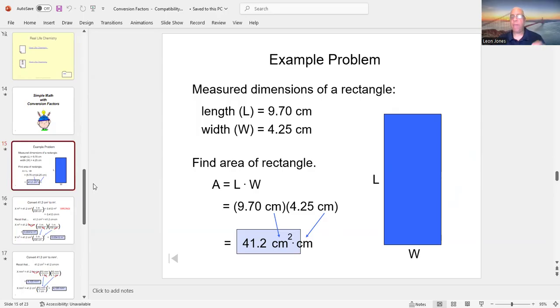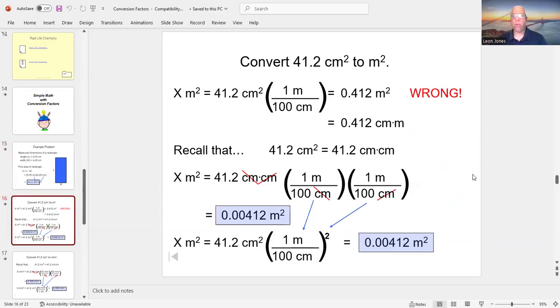Now, we have that number, but we're going to convert it into something. We're actually going to convert to square meters. Now, here's something that they did wrong here. We're going from square centimeters to square meters. So here they multiplied it by the wrong fraction. We're not going to meters, we're going to square meters. So this answer would be wrong.